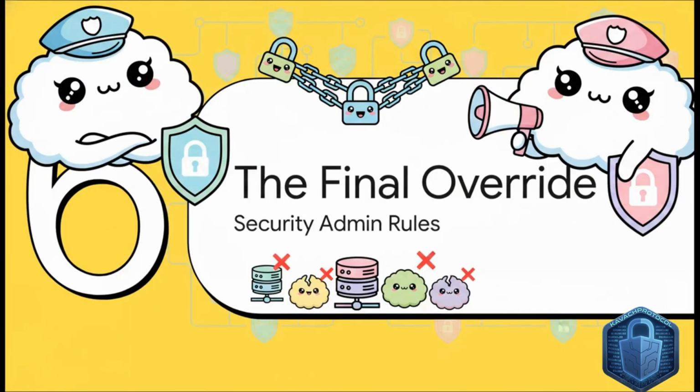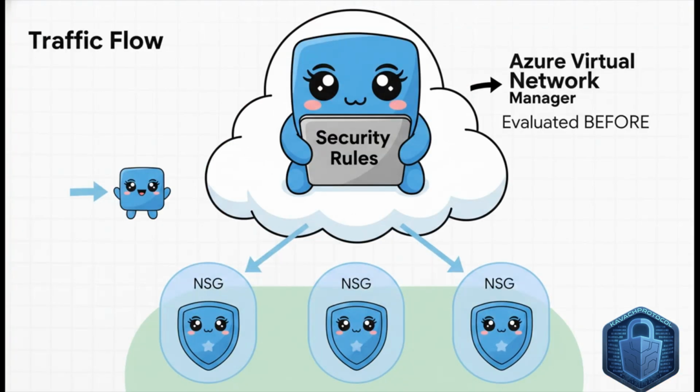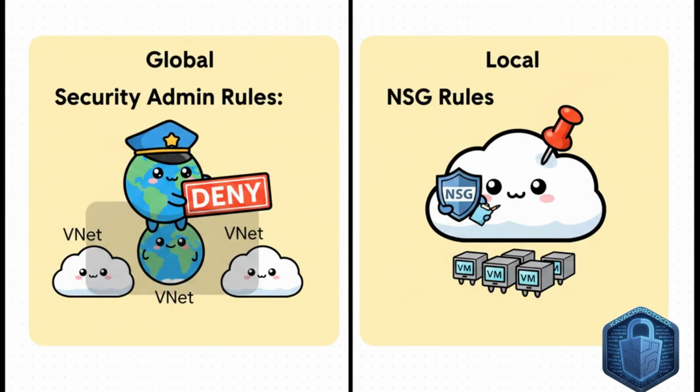Okay, but what if you're, say, a central security admin and you need to lay down the law? You need to enforce a critical security rule across the entire organization, one that no one can accidentally mess with or override. For that, there's an even higher level of control. Well, for that, you have something called security admin rules. They are set at a much higher level. And here's the absolute most important thing to remember about them. They are always evaluated before your regular local NSG rules. No exceptions.